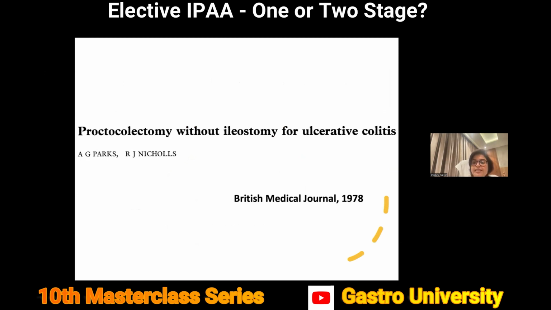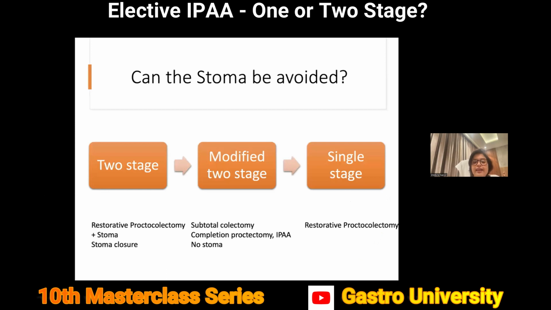It's been since 1978. This is probably one of the first series that was published by Professor Parks and Professor Nicholls, of proctocolectomy without an ileostomy for ulcerative colitis, in which they showed technical success in 4 out of 5 patients, along with no complications. So the attempt to actually avoid a stoma is not something new. But can the stoma really be avoided is the question.